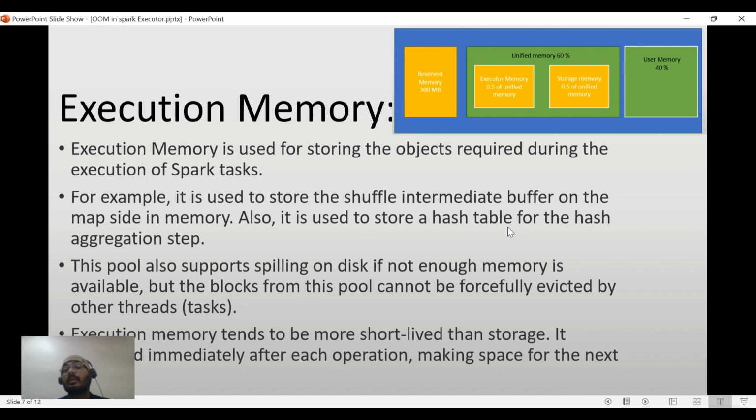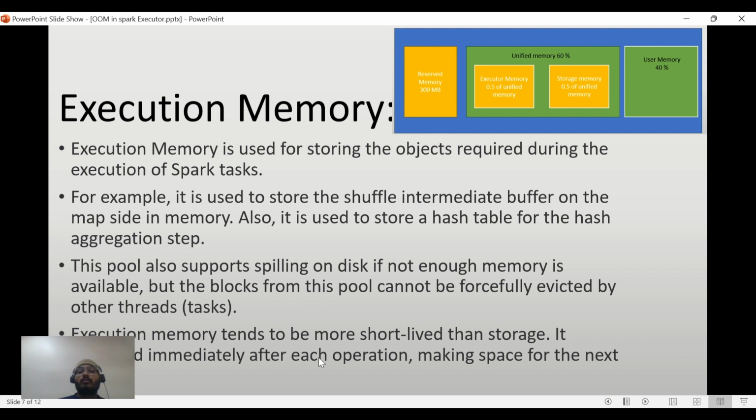After reading this line, that the pool also supports spilling to disk, there should be a doubt coming in your mind: if we can spill the data to disk, then why will there be out of memory errors on the execution memory side? That I will also be discussing. Just keep watching this video and be with me. This is actually an interesting concept. Data skewness will be coming in, and it will be a good concept to learn.